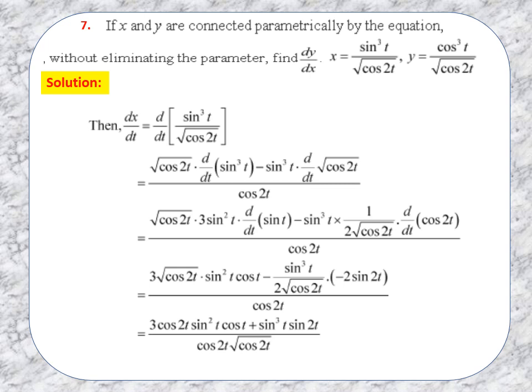So taking dx upon dt, since you can see that it is in u upon v form, that is sin cube t is our numerator and under root cos 2t is the denominator. So applying the division rule, which was: differentiation of numerator multiplied by denominator minus numerator into differentiation of denominator, upon denominator square. We are getting our dx upon dt as 3 cos 2t sin square t cos t plus sin cube t sin 2t upon cos 2t under root cos 2t. Clear?